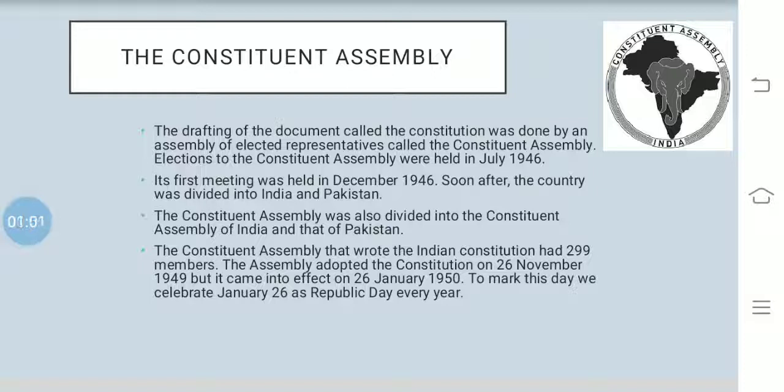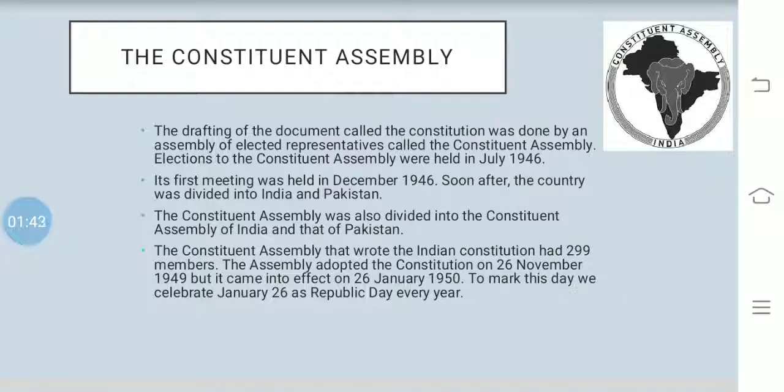And the members of the Constituent Assembly were chosen by elections. For example, today in India, we have Parliament and legislative assemblies. So, what do we do for choosing the members of Parliament and the legislative assemblies? We hold elections in the country. So at that time, in the year 1946, we had elections in order to choose the members of the Constituent Assembly, and these members were going to write the constitution of the country.